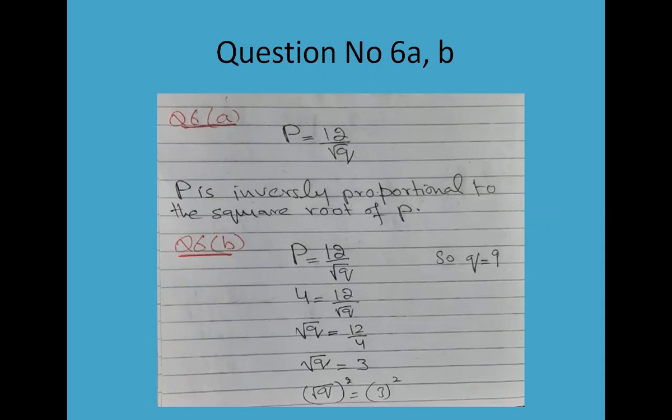So bring this under root Q to this side. The 4 will go to the other side. It will divide there. So you will have 12 divided by 4, and that will be 3. So under root Q is equal to 3.